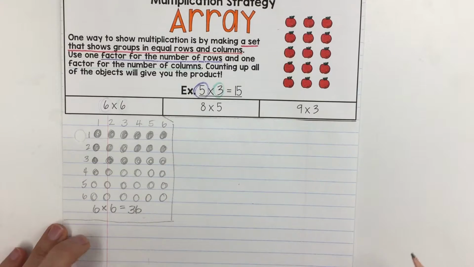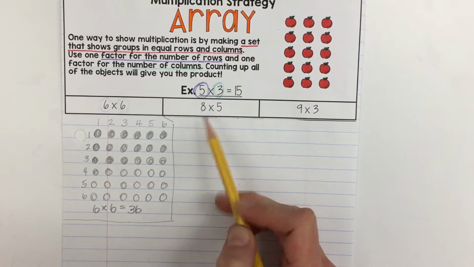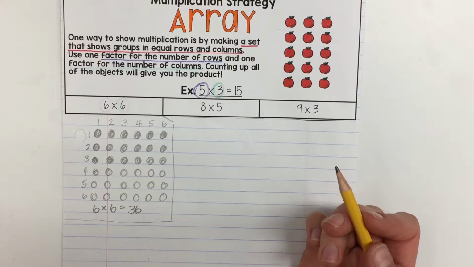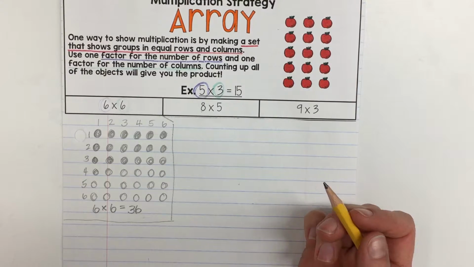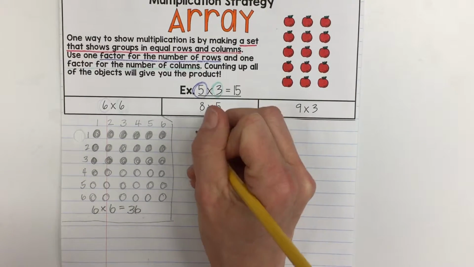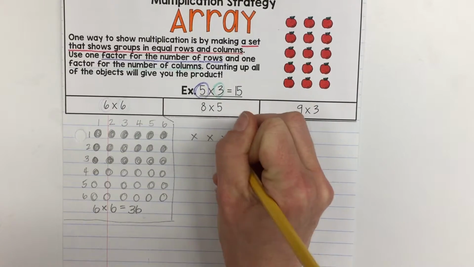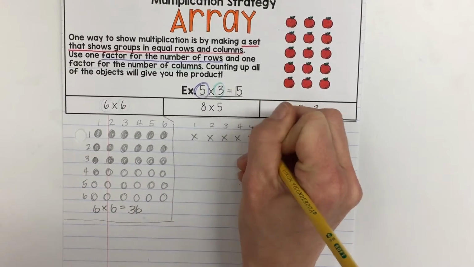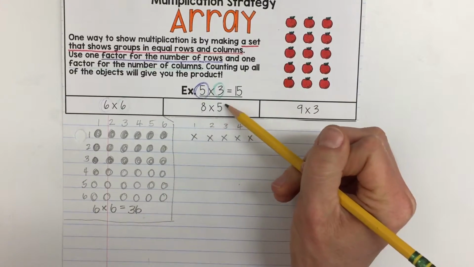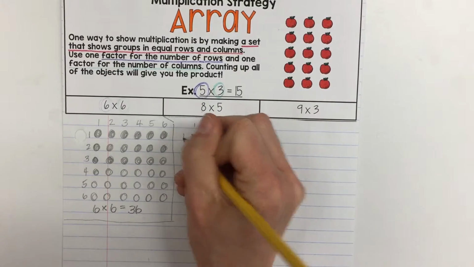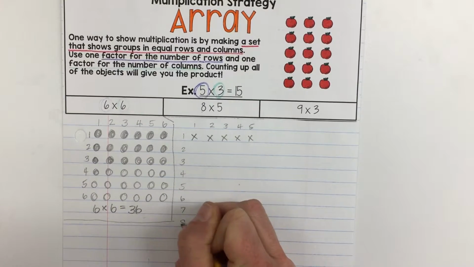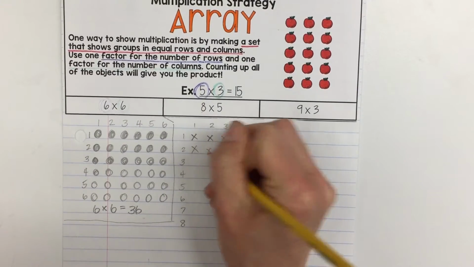All right, the next one I have here is 8 times 5. And this would be 8 rows and 5 columns, or it could be 8 columns and 5 rows. I'm going to keep it simple this time and make X's. So I'm going to do 5 across. 1, 2, 3, 4, 5. And if I have 5 across, that's this one, then I need 8 down below. 1, 2, 3, 4, 5, 6, 7, 8. And now I'll just put in my X's real quick.